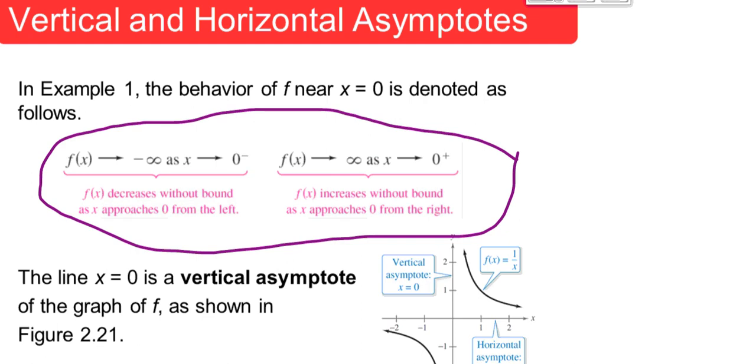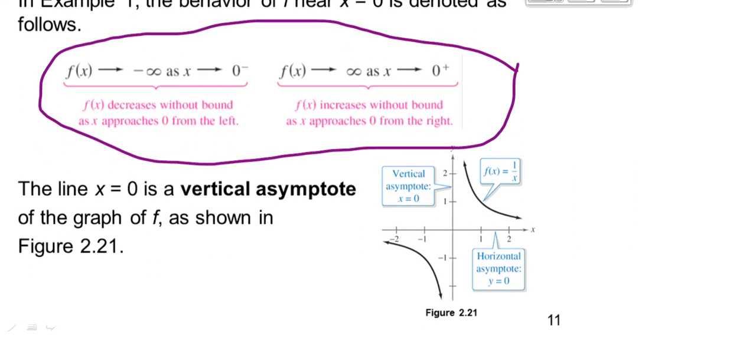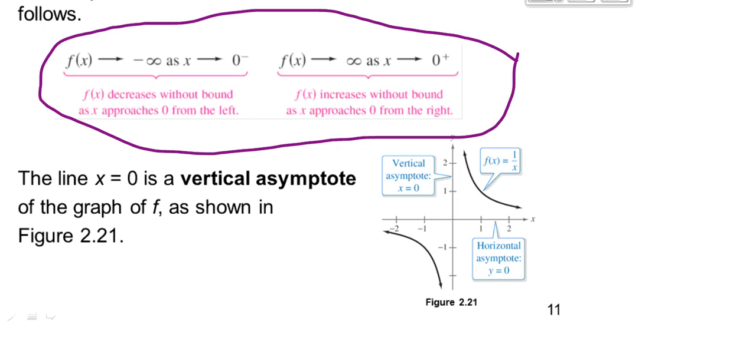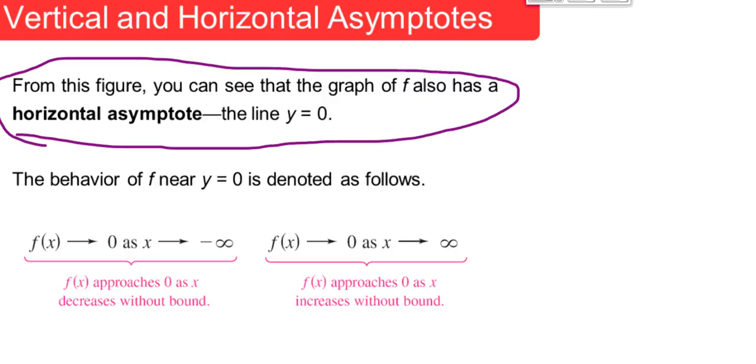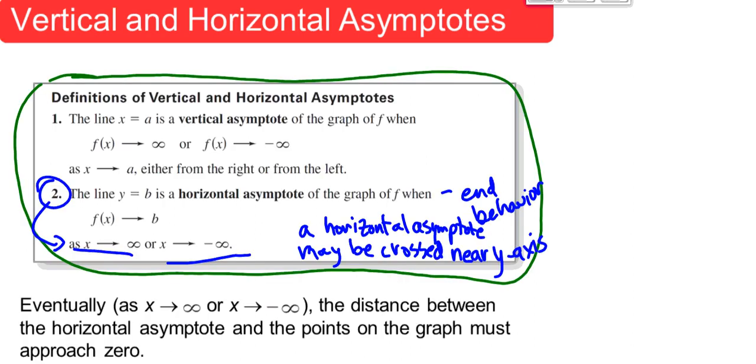As we looked at that behavior near zero, we found that these things happened. F of x goes to negative infinity as x goes to zero from the negative side, or from the left, and f of x goes to infinity as x goes to zero from the positive side. And so here's just another little picture of that and just a reminder of those asymptotes. And we kind of know that that has that horizontal asymptote as well.